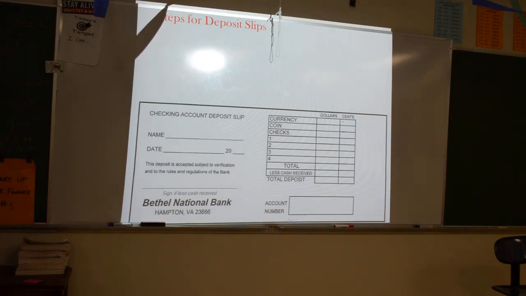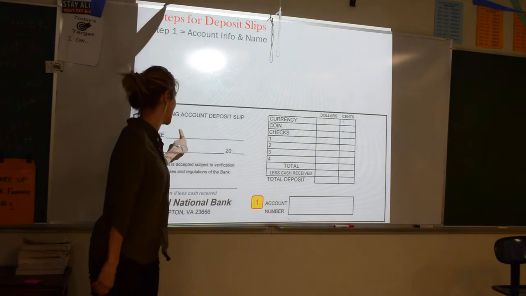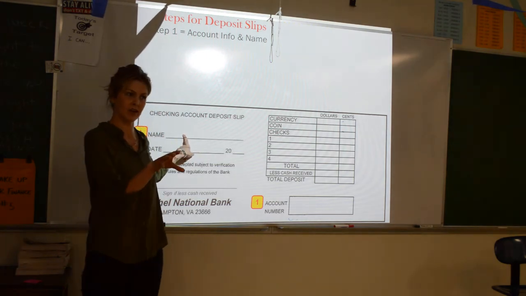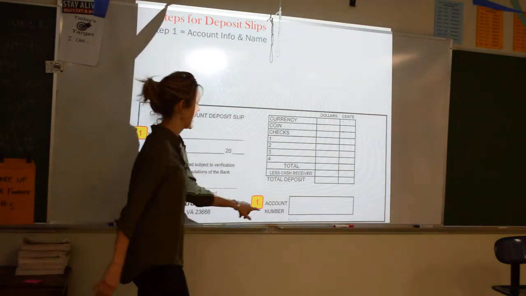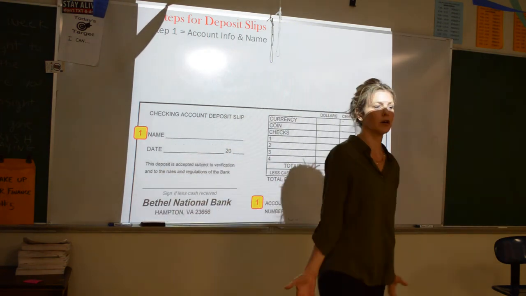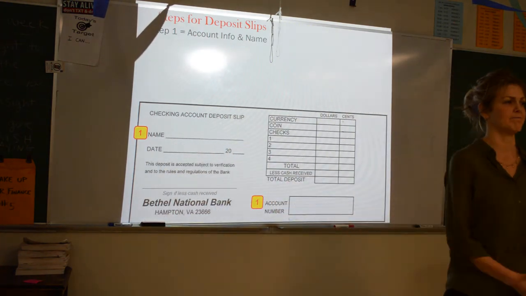Okay, here we go. Steps of filling out a deposit slip. This is how you fill out deposit slips. Number one, you want to complete your name, the name that you have in your account, okay? And your account number. So, where do you get your account number from?